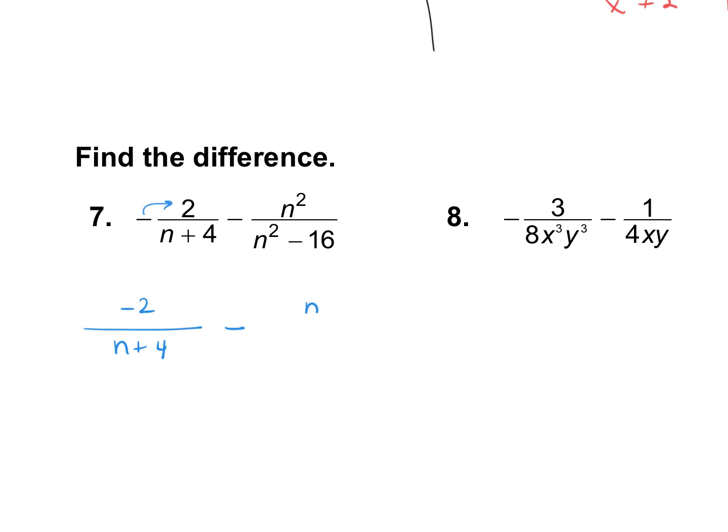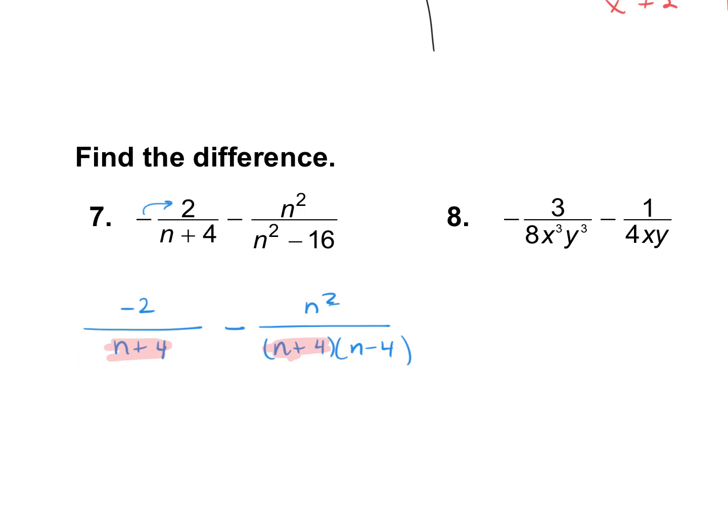minus n squared over, let's factor that denominator. N squared minus 16 is a difference of perfect squares, so that will factor into n plus 4 times n minus 4. Now that we have our denominators all factored, what we notice is they already have the n plus 4 in common. So what do we need to make both denominators the same? This n minus 4 we need over here.